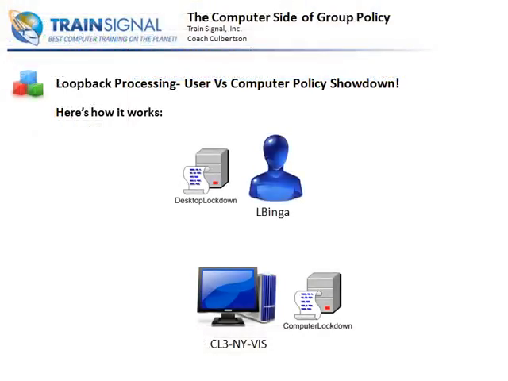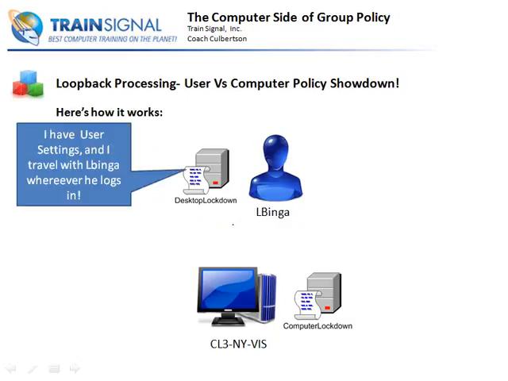All right, loopback processing. Here's how it works, okay? Initially, let's say that we have Elbinga here, all right? And Elbinga is subject to the desktop lockdown policy. So the desktop lockdown policy says, hey, I have user settings, and I travel with Elbinga wherever he logs in. All right, well, that's neat. So technically, when Elbinga logs into cl3ny.viz, then desktop lockdown user settings would apply to him, right? Now, under normal circumstances, that's true.